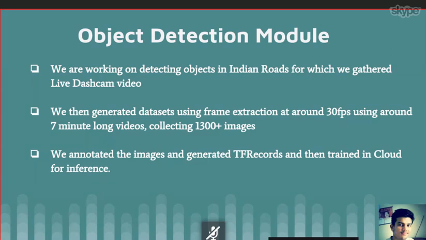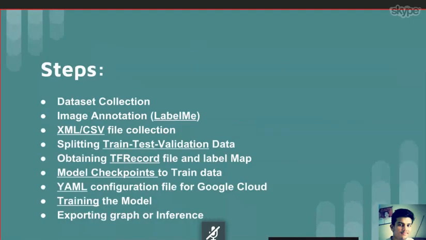What we did is we were performing an object detection module, detecting objects on Indian roads, because we have to focus on that. Our video dataset provided to us was around 7 minute long videos, and we collected around 1300 plus images, I guess 1328 or 29, using frame extraction. And then we annotated those images.